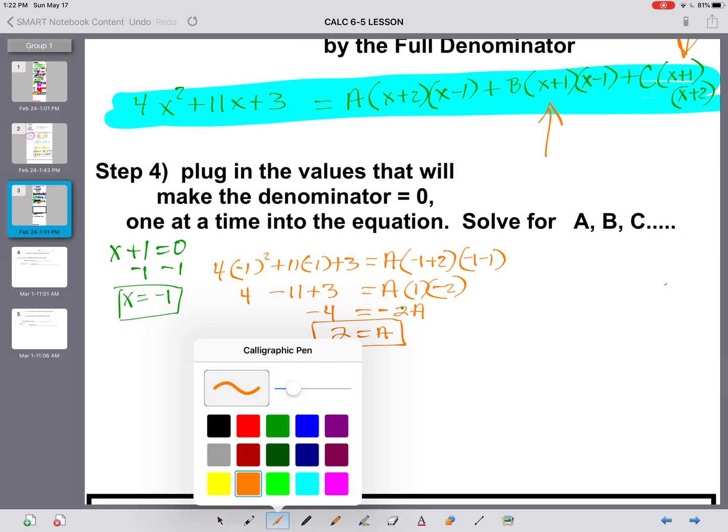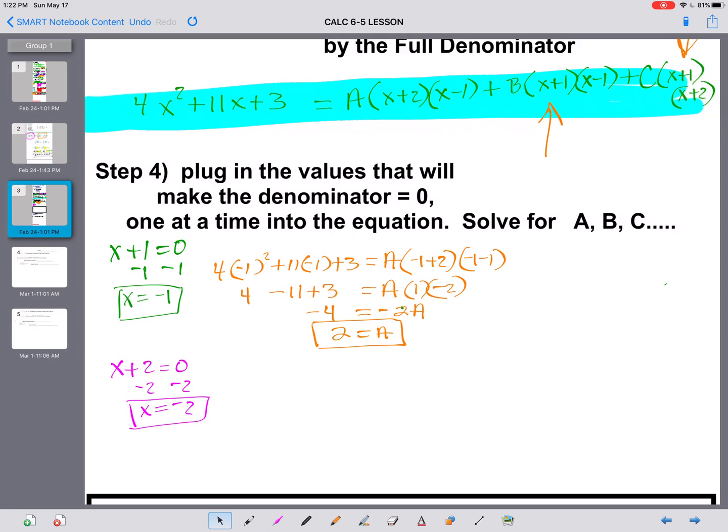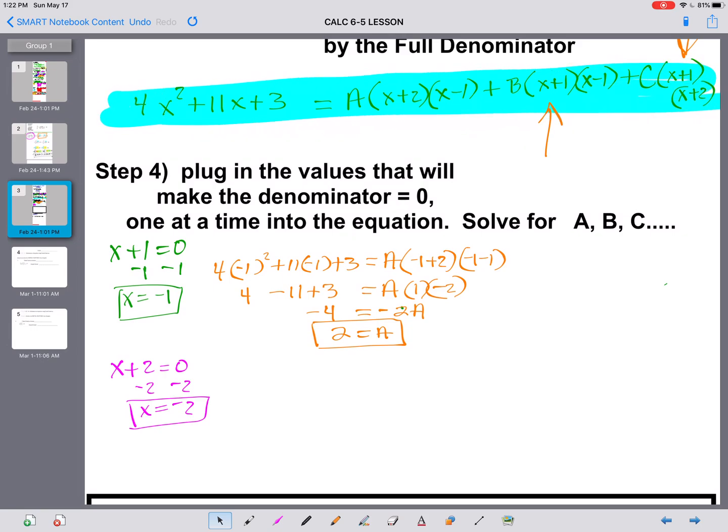Okay, let's go right here. x plus 2 equals 0. Minus 2, minus 2. x equals negative 2. We're going to plug that into this equation right up here. Plug it in, okay? Let's get this out of here and this out of here.